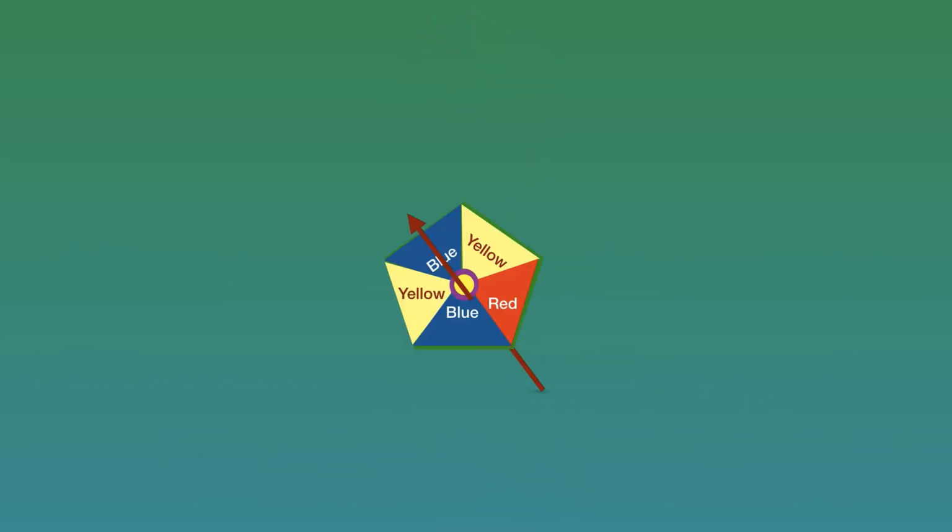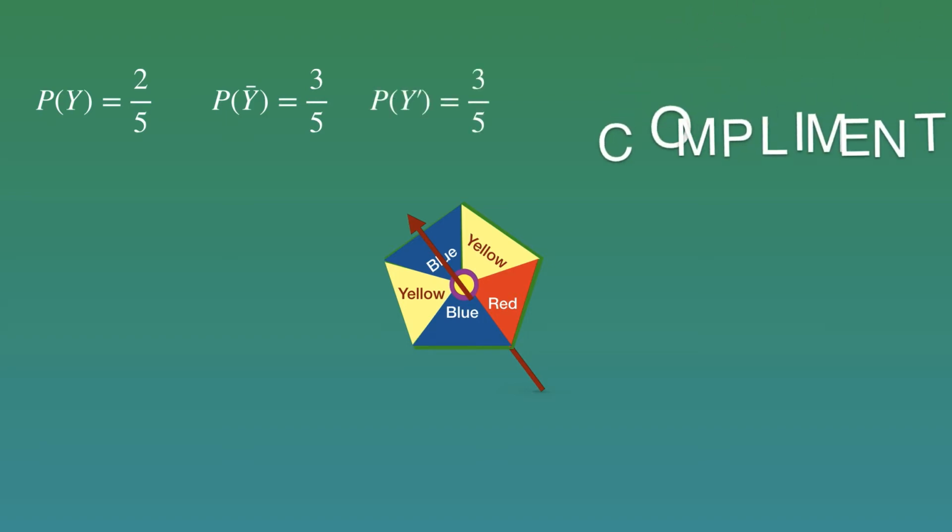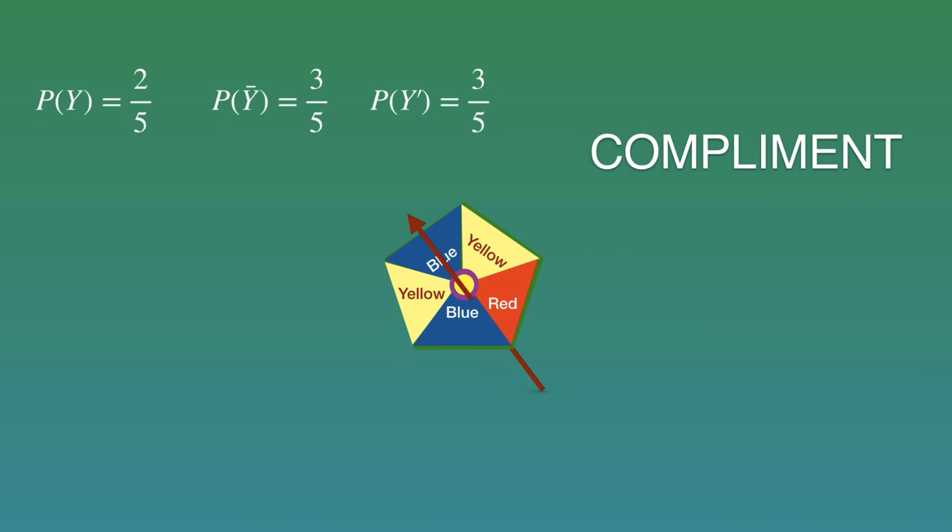When we spin this spinner, we know that the probability of yellow is going to be 2 out of 5 since there are 2 yellow parts out of the total 5. However, there are 3 parts that are not yellow. Hence, the probability of not yellow is going to be 3 out of 5. We usually write this with a bar on top of Y or a little dash to denote it's not yellow. It's also sometimes known as the complement of Y. But notice that the probability of yellow and the probability of not yellow add up to 1.